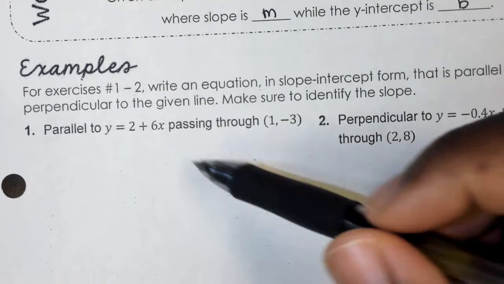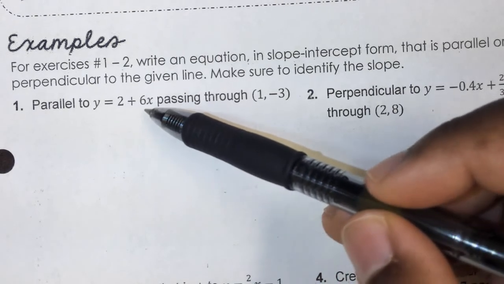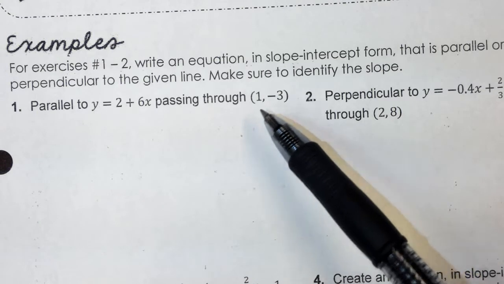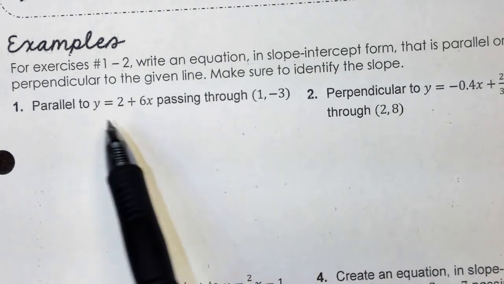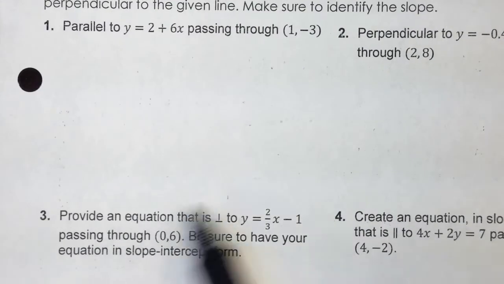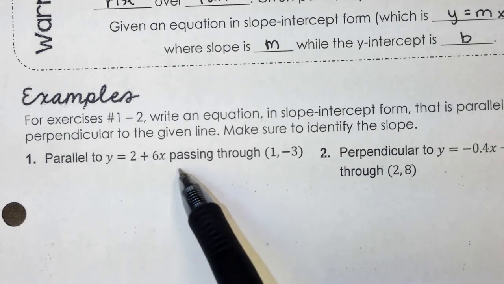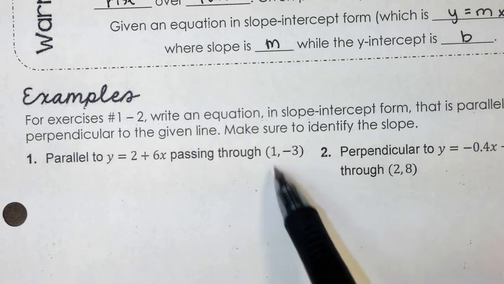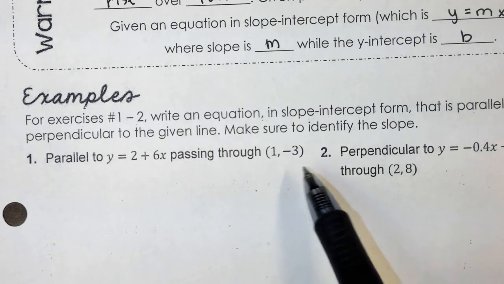So in this first one, it says parallel to y equals 2 plus 6x passing through 1, negative 3. This is probably the shortest way they could write it because they didn't even write a full sentence. They just stated stuff. Down here you'll see a full sentence written when we read it later. But what they're telling you to do is write a line that's parallel to this line right here, and the line that's going to be parallel to this line has to pass through this point 1, negative 3. If that's the case, then I'll know things about that line.